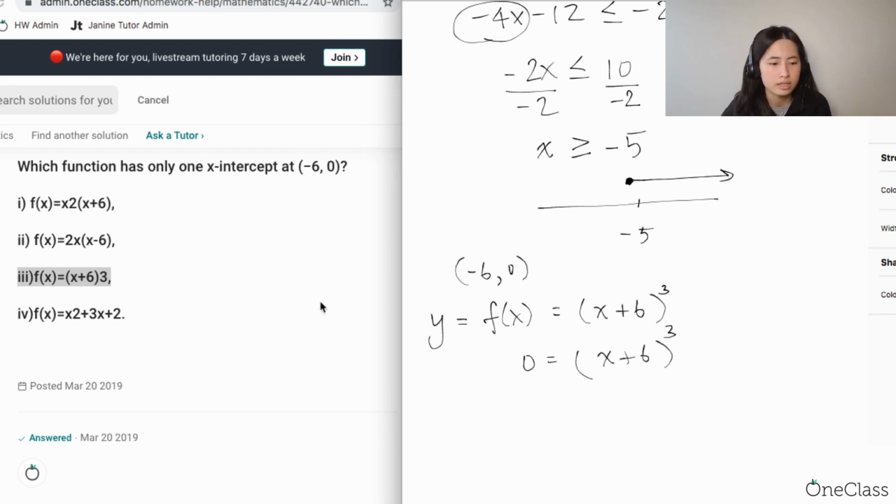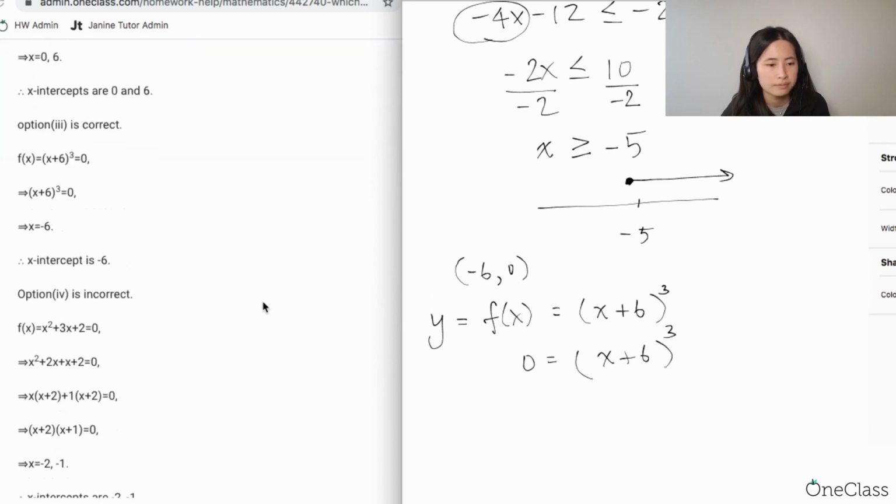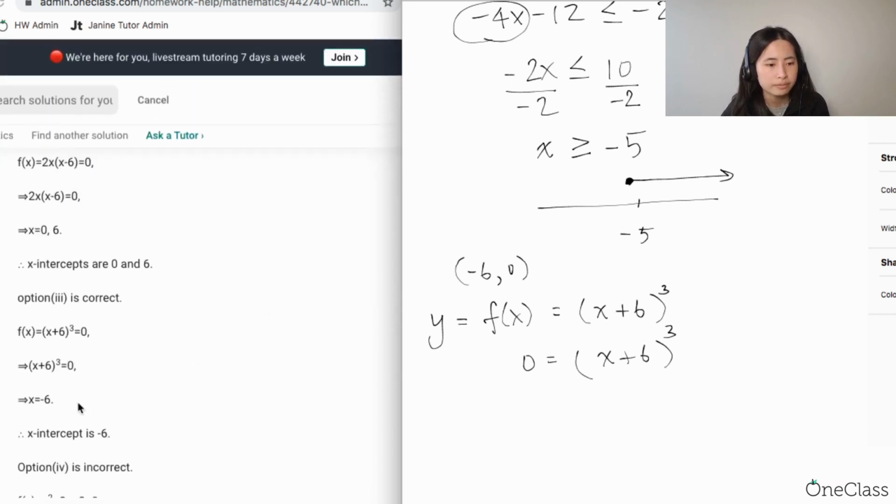So we have (x + 6) cubed equal to 0. How do you even solve for x? You have a cube here. Well, all you have to do is take the cube root. Taking a cube root gives you an exponent of 1/3. So this is (x + 6) cubed, raised to the power of 1/3.